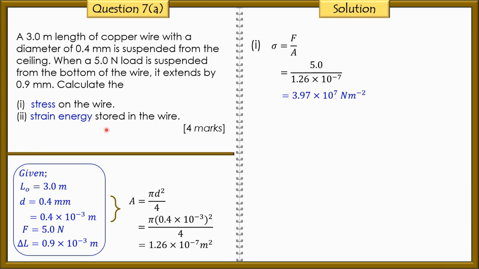To calculate the strain energy stored in the wire, you can directly use the equation of strain energy, which is half F delta L. F and delta L are given in the question. You substitute, and you will get that the strain energy is equal to 2.25 times 10 power negative 3 joule.